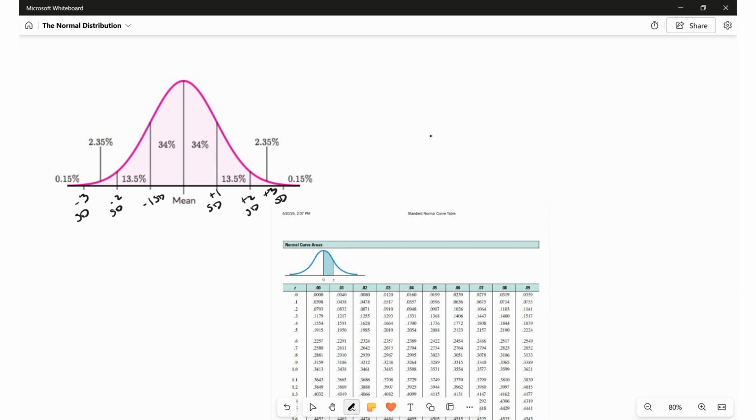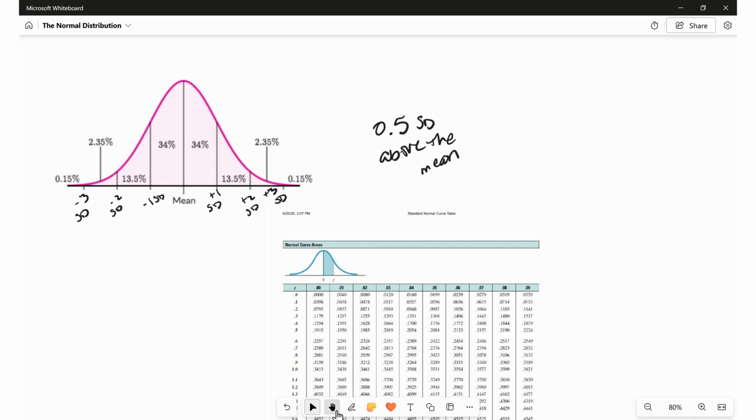But what if we wanted to find something that is, let's say, 0.5 standard deviations above the mean? Well, we really don't have anything for that as far as our normal distribution goes. However, we do have that with what's called the z-table.